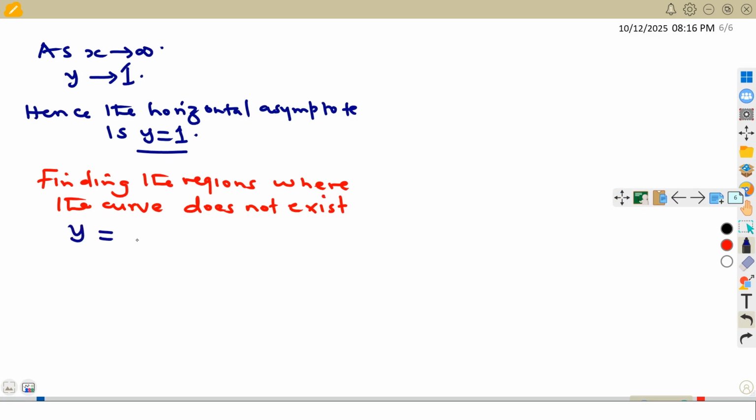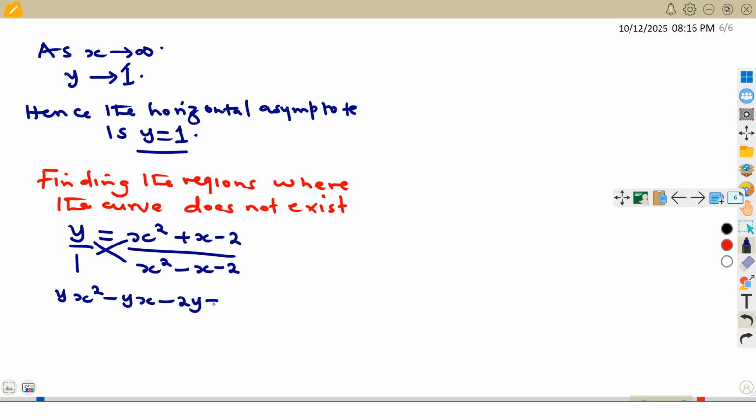Our simplified expression was x squared plus x minus 2 divided by x squared minus x minus 2. To find this, we shall simply cross multiply here, and we shall have y x squared minus yx minus 2y, which is equal to x squared plus x minus 2. So we need to form a quadratic equation in terms of x. Then we pick the values for a, b, and c.